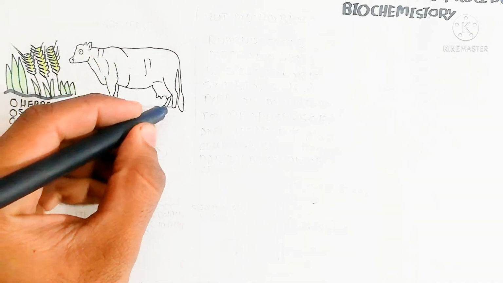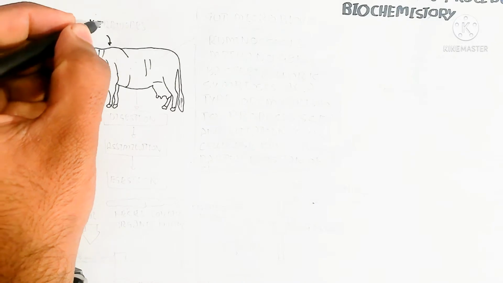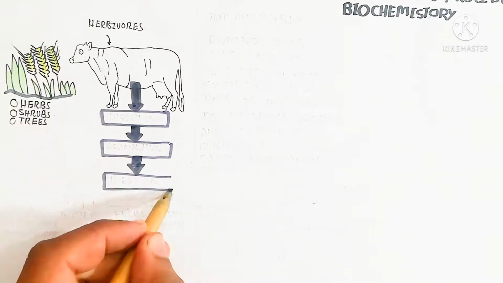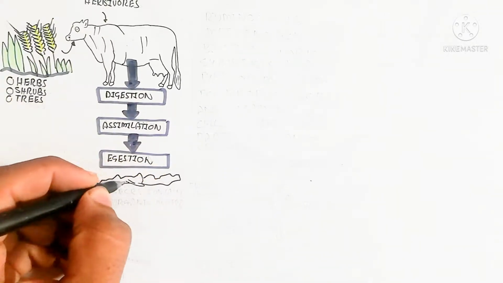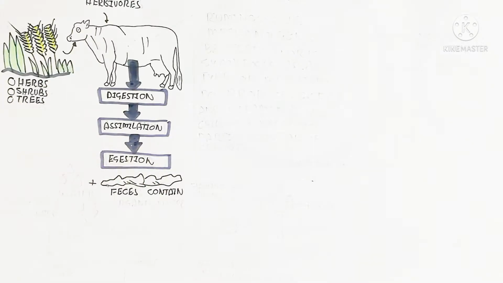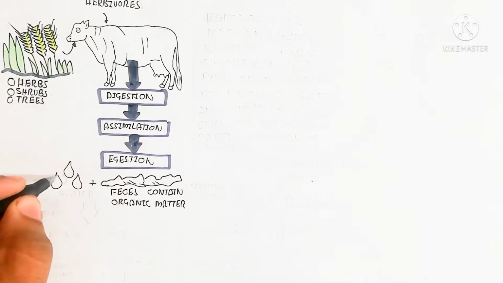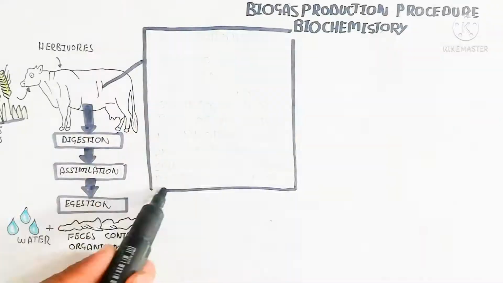Here are the herbs, shrubs and trees that will be eaten by the herbivores. After eating, digestion occurs: cellulose digestion by cellulase enzyme and by bacteria, and assimilation, which becomes part of the body, and egestion in the form of feces containing dung. Organic matter is known as dung, and water will be added.